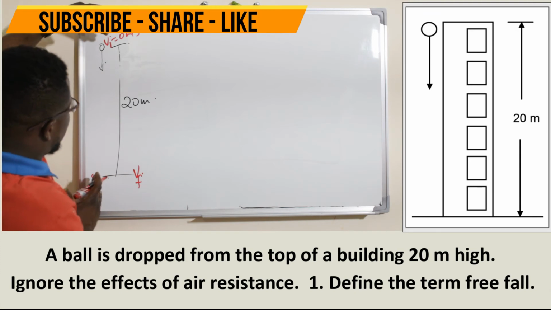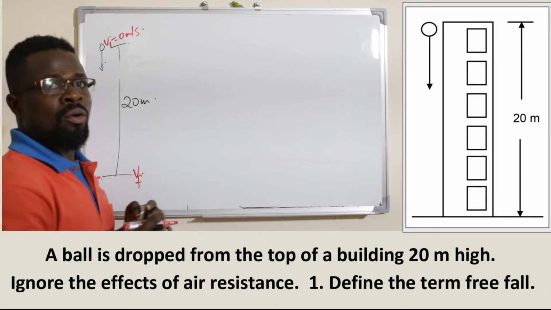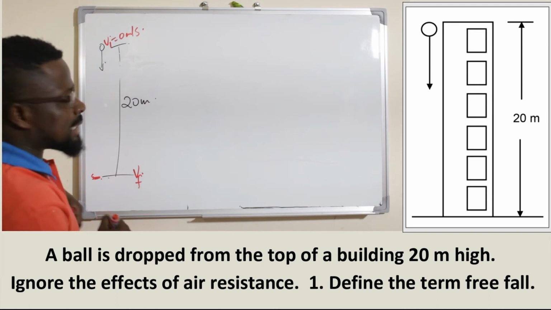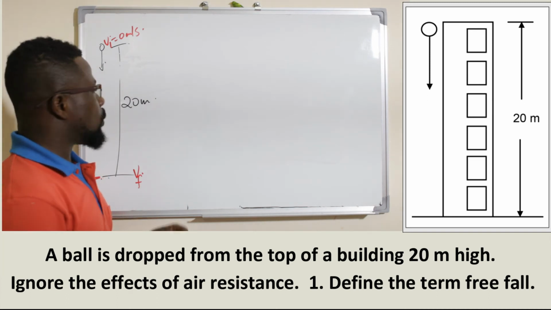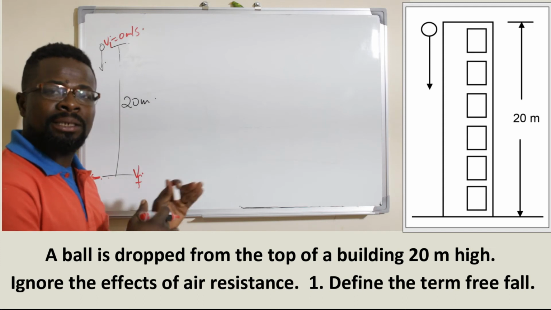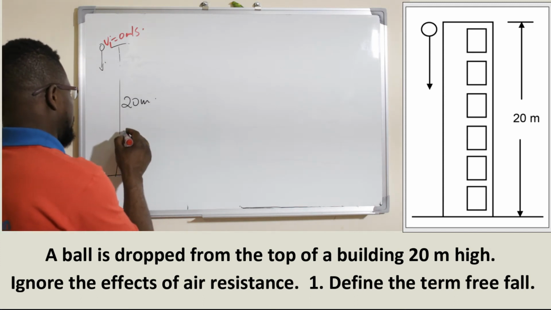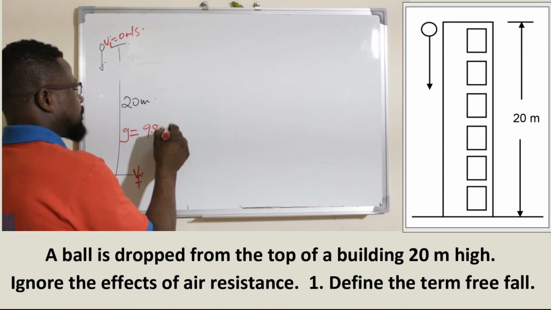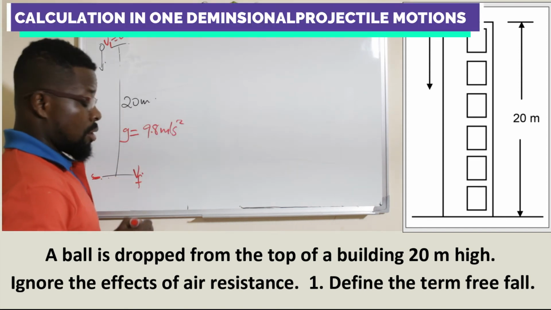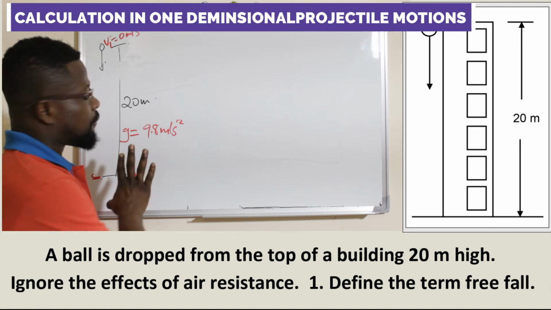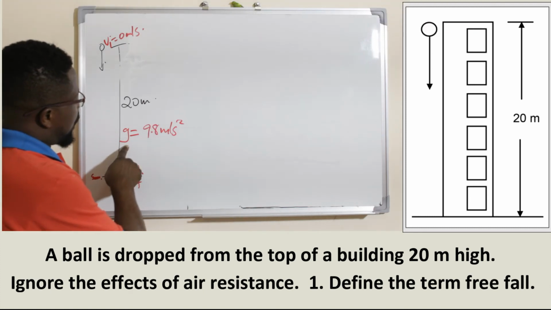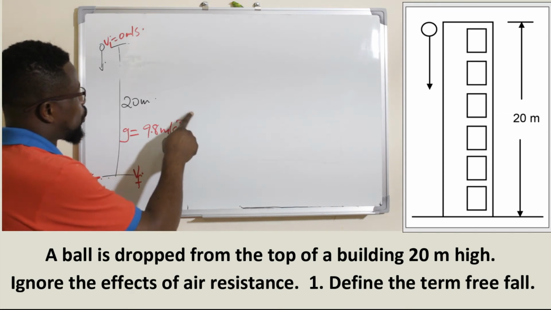Right. Within these two intervals, what can we think of? Well, we know this object is undergoing a free fall. So the only force that is acting on that particular object is the force of what? Gravity. So g is 9.8 meters per second squared. Well, I don't want to give the sign for now. We're going to look at that as we move along.